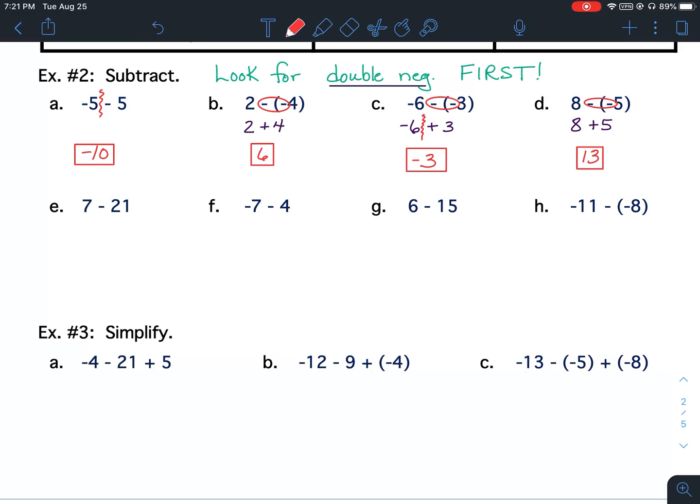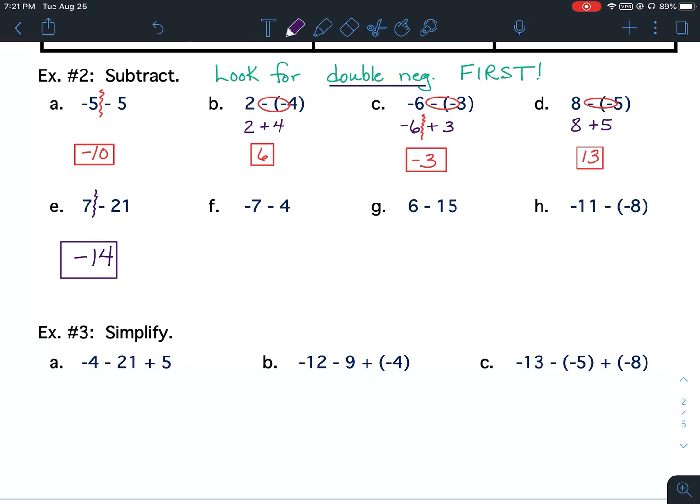Okay, for E, again, I'm going to put this little squiggly line here to separate the two numbers. So I have a +7 and a -21. The signs are positive and negative, so they're different. I'm going to subtract. 21 minus 7 is 14. The larger number is 21. That number is negative, so the answer for E is -14.